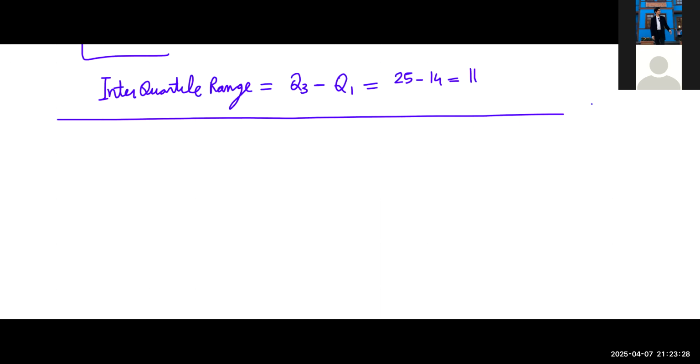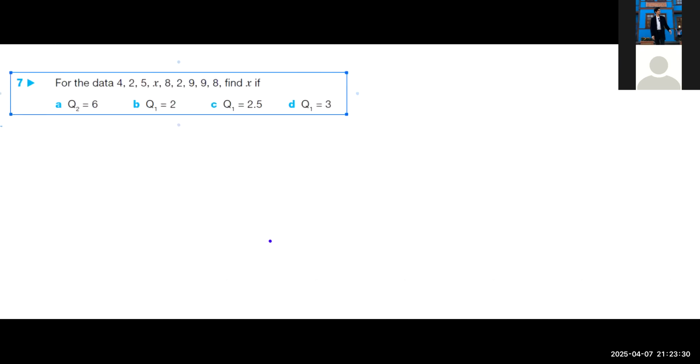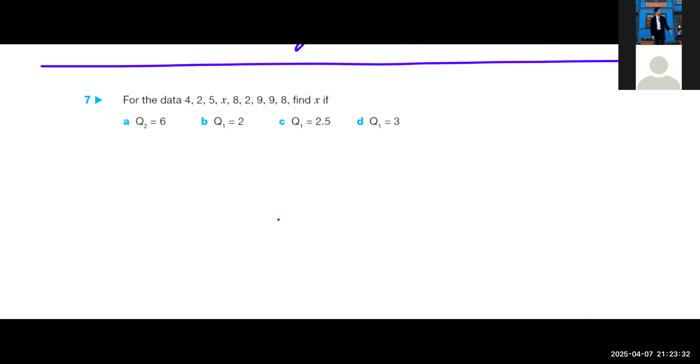Okay. So here's a question that you can expect, a 3, maybe 4 pointer question. You have a bunch of data with a missing point in it. You don't know this value. However, you know the Q2. Can you remind me what Q2 represents? Is it the lower, upper, or median? Median. Yep, it's the median. So if the median is known to be 6, let's see if we can find out what x is.